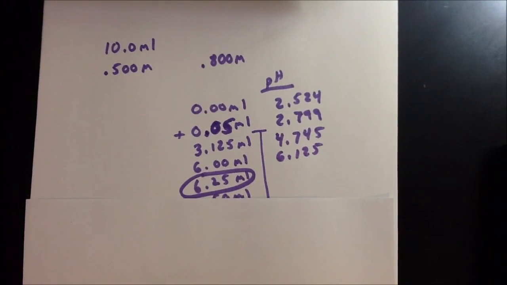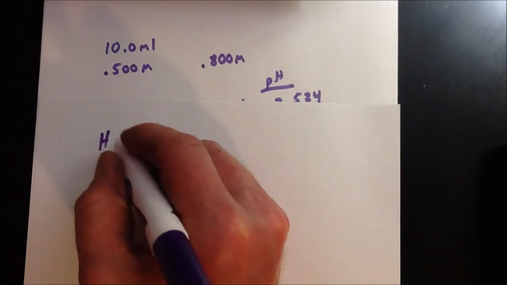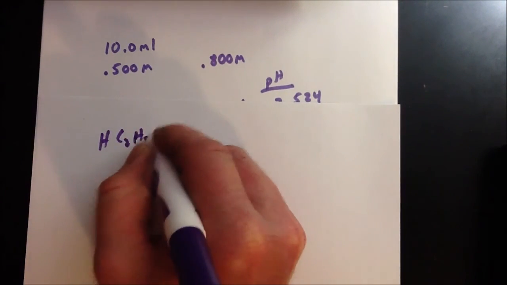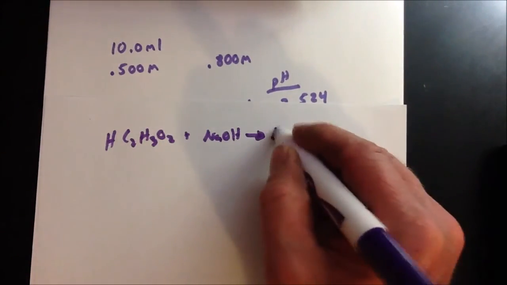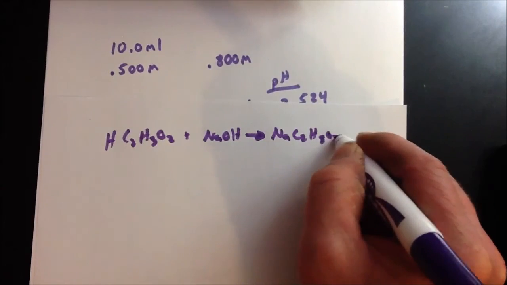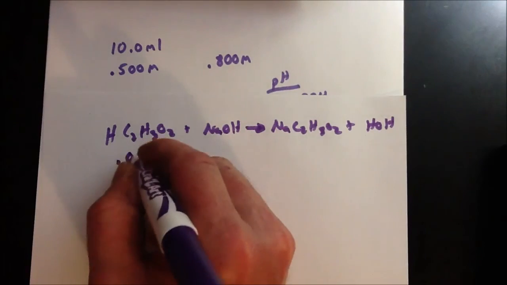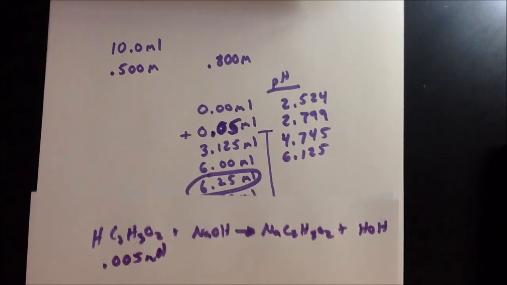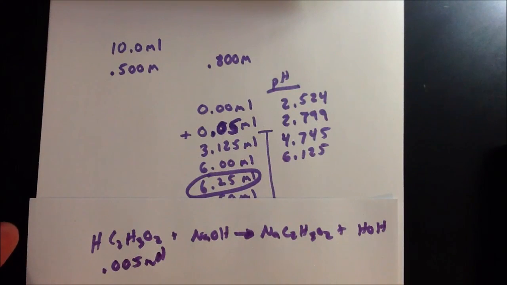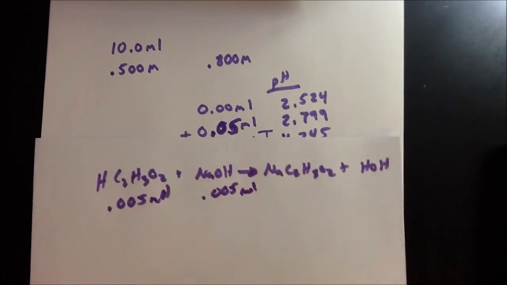So what happens at this point? 6.25 milliliters, we've talked about it already. We've got stoichiometry first. HC2H3O2 plus NaOH, single arrow, NaC2H3O2 plus HOH. We got 0.005 moles, and if I multiply that out, I do believe 0.00625 times 0.8 is also 0.005 moles. So we're at the equivalence point.